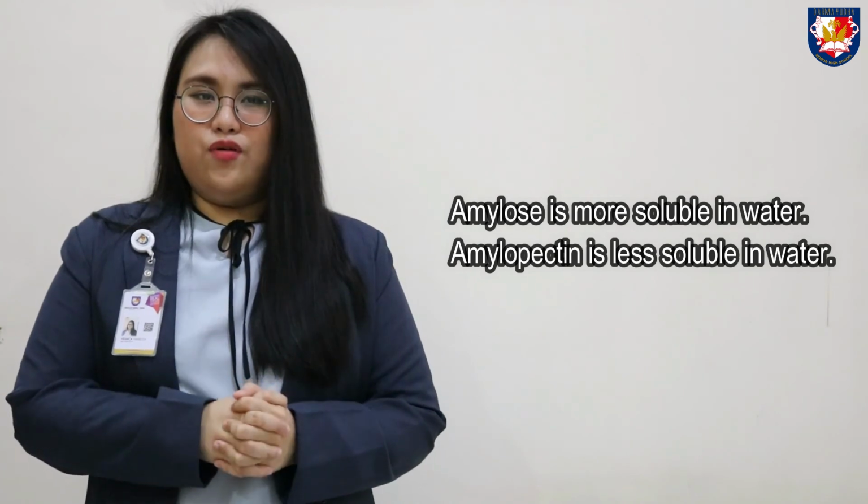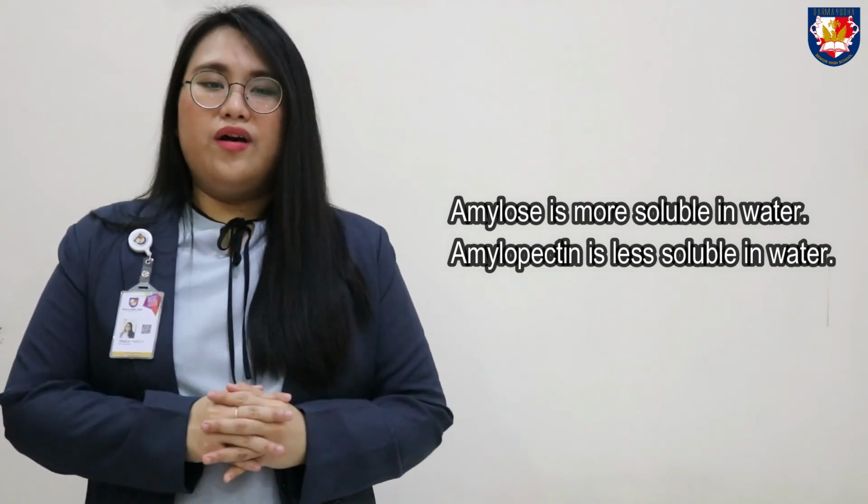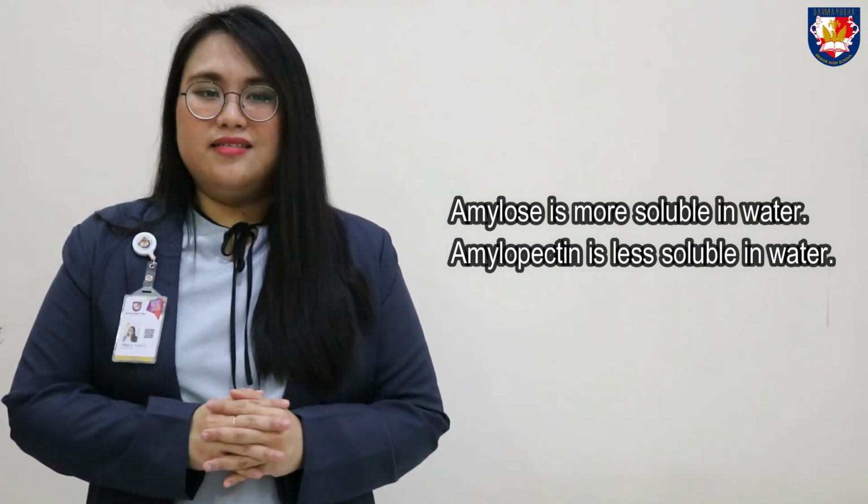So amylose has one bonding, the alpha-1,4-glycosidic linkage, while amylopectin has two bondings, the alpha-1,4-glycosidic linkage and the alpha-1,6-glycosidic linkage at the branch point. And the last one: amylose is more soluble in water, while amylopectin is less soluble in water.